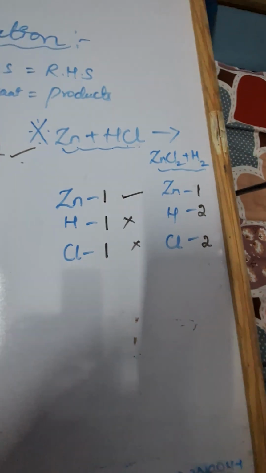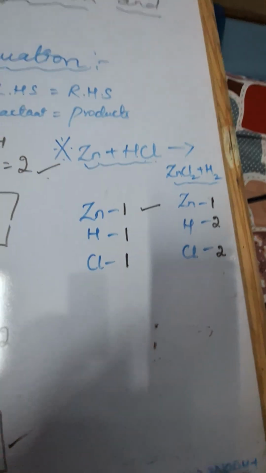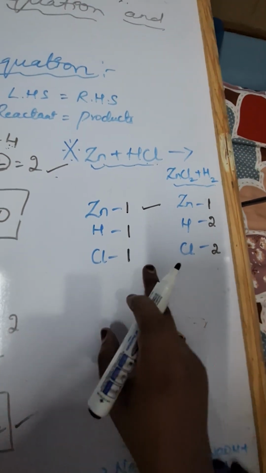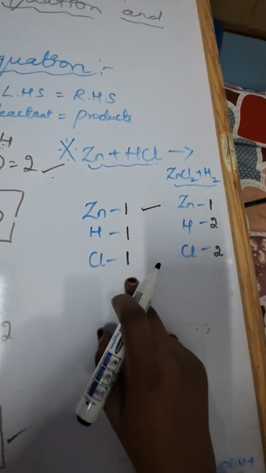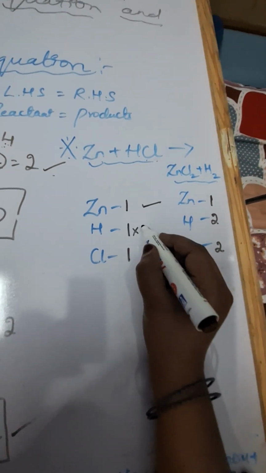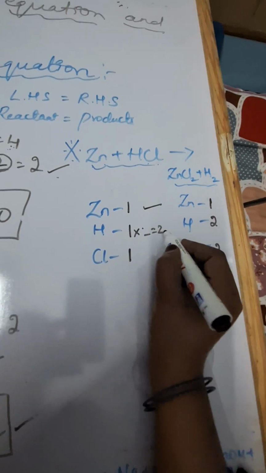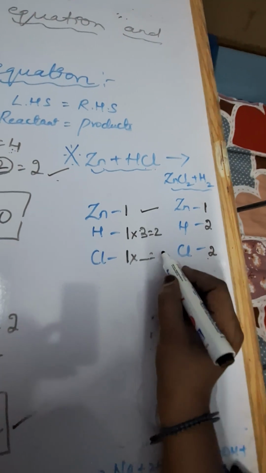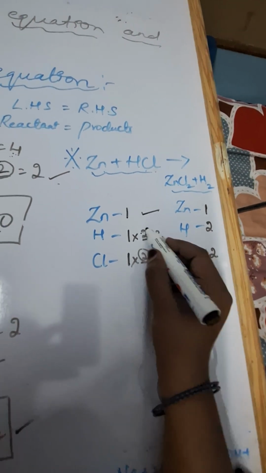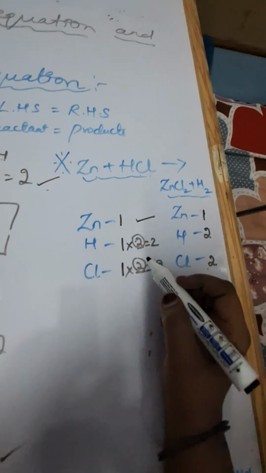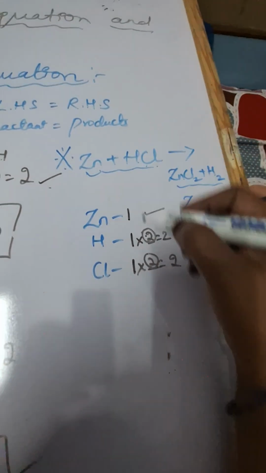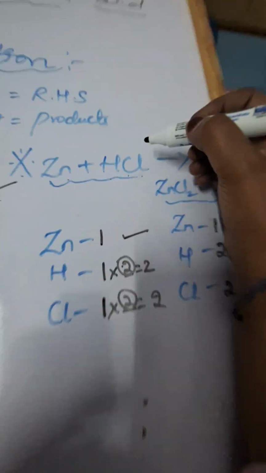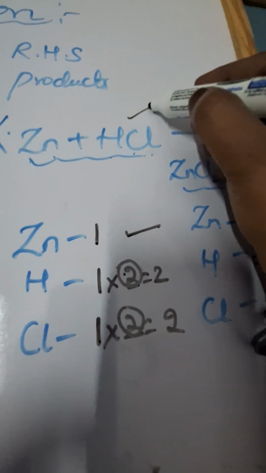Now where to balance? As we all know, where it is less, you should balance there. Compared to the product, in the reactant we have less. So hydrogen multiplied by dash to give you 2. So how much? 2. Similarly 1 times dash is 2. So 2 ones are 2. So these 2s, where are we supposed to write them? Now see, check in the reactant where H and Cl are available. You can see here we have HCl.